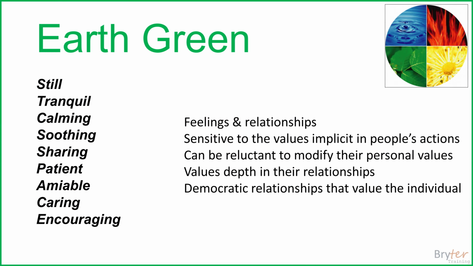Finally, we have earth green energy, and as you can probably guess, people with this preference tend to consider feelings and relationships and are sensitive to the values implicit in people's actions. It's more on the introverted side and is the opposite of the red energy on the colour wheel. They can be slow or reluctant to modify their personal values, despite the apparent logic of an argument or situation, and they place strong value on relationships. At work, they tend to foster democratic relationships that value the individual. Earth green energy is calming, nurturing and supportive. They deeply listen and care about the individual and their experience.